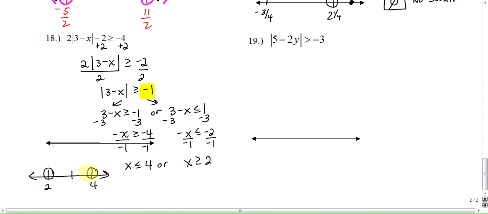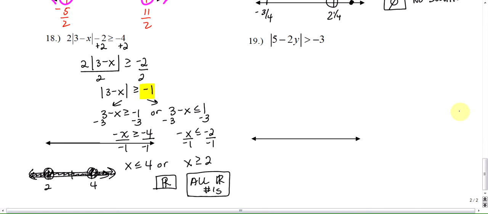So less than or equal to 4. Greater than or equal to 2 gives me a graph where everything is shaded. So that means that this is all real numbers. Essentially, anything will work or check out for this particular problem.